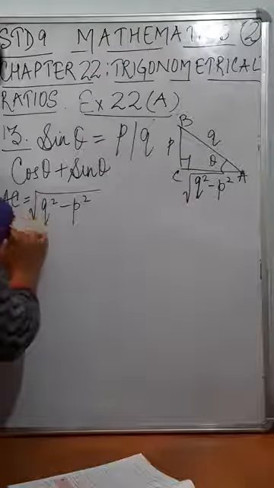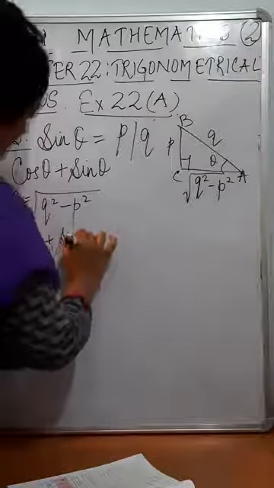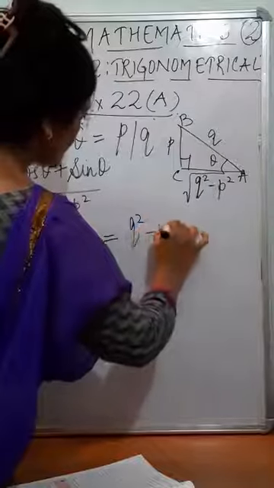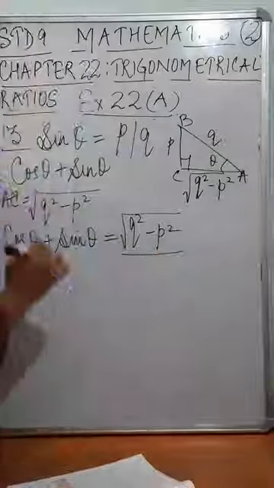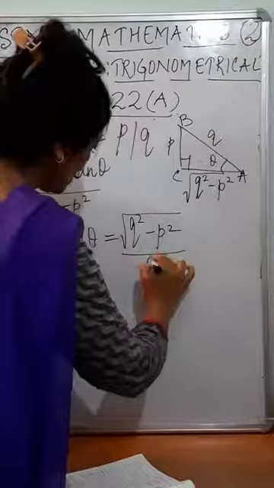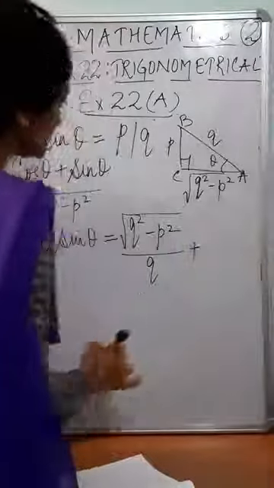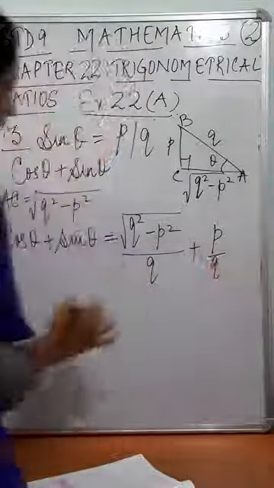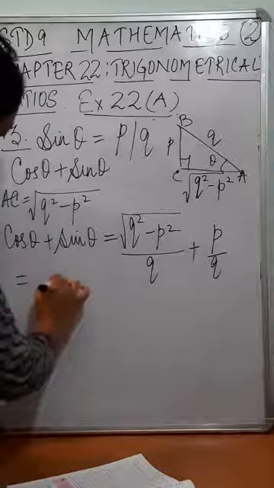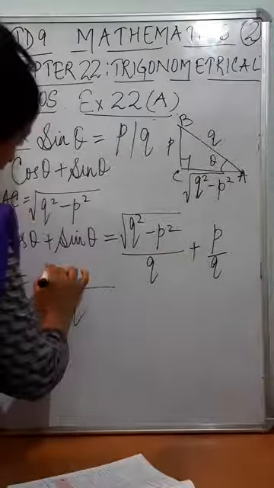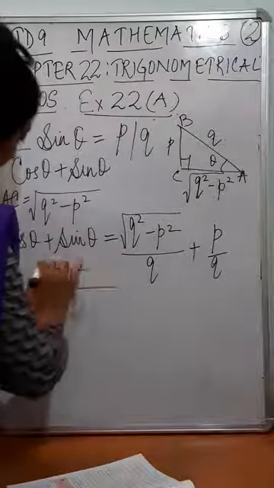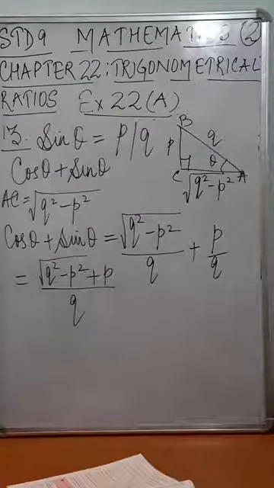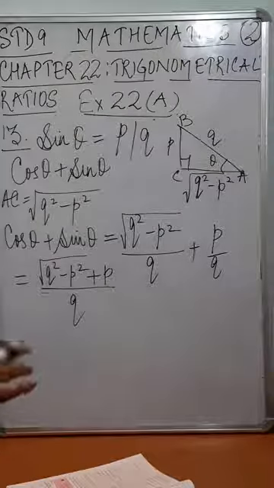And now what is cos theta? Cos theta plus sin theta. Cos theta is equal to square root of q square minus p square, base by hypotenuse, that is q, plus sin theta is again, it is given to be p by q, right? Therefore, it is equal to, q is the LCM, square root of q square minus p square plus p, over q. So you can leave the answer up to this. This is the simplified form.